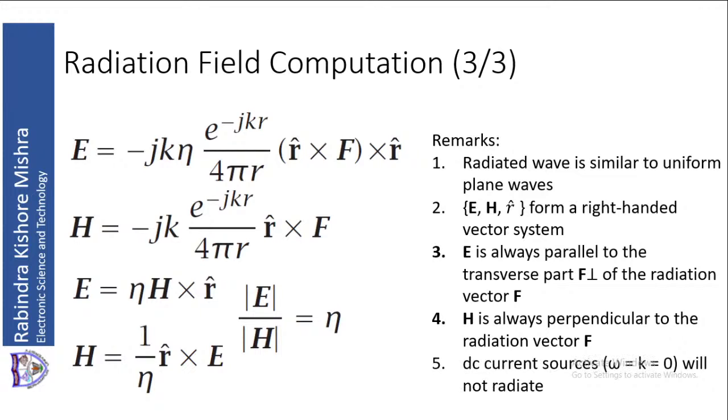Then there is a DC current source, which happens for omega equal to 0. Omega equal to 0 means k is equal to 0. So if you have a DC current source, k is equal to 0, then E is equal to 0, H is equal to 0, which means there will be no radiation. So there won't be any radiation at all. If you have a DC current source, you require an AC current source for radiation to occur.